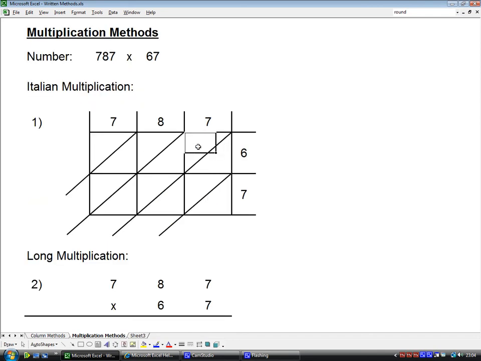So 6 times 7 is 42. 6 times 8, 48. 6 times 7 again is 42. Okay, so that completes our first row. And the second one, again 7 times 7, 49. 8 times 7, 56. 7 sevens are 49. Okay, so that's fine.